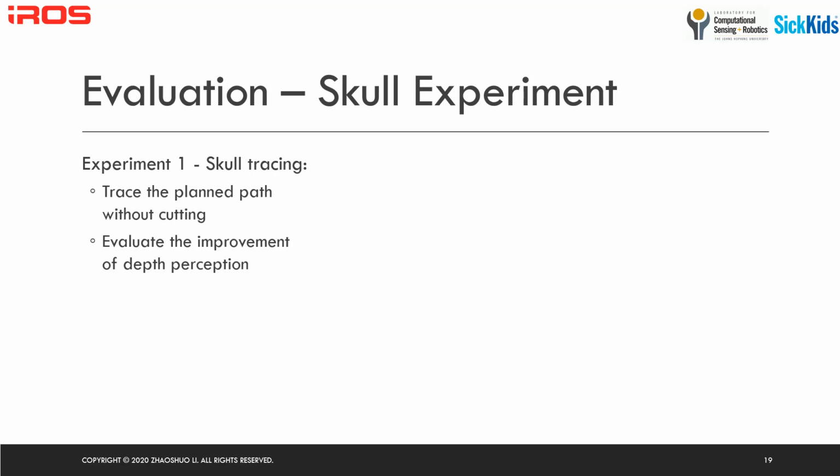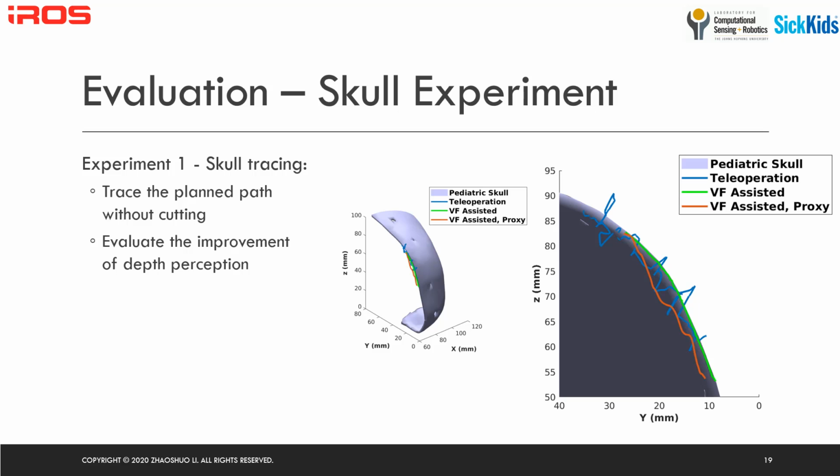The first experiment is skull tracing, where the user is asked to trace the exterior of a skull along an already cut path, which is a straight line. So we want to evaluate the improvement of depth perception due to virtual fixture. Shown on the right is a cross-section of a pediatric skull. When there is no virtual fixture, the path is shown as the blue line here.